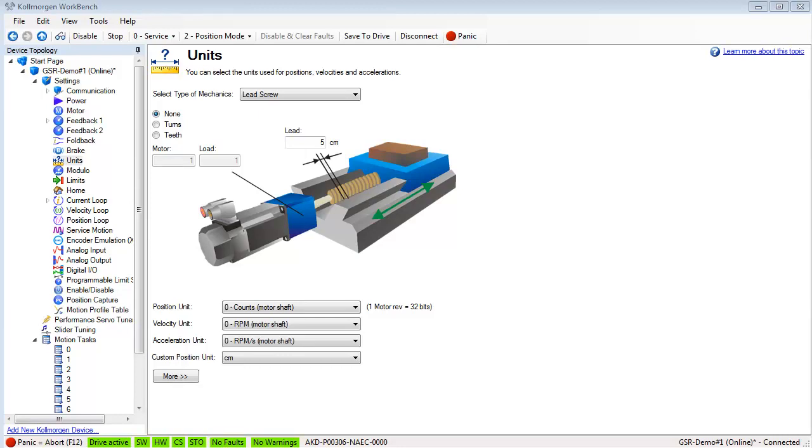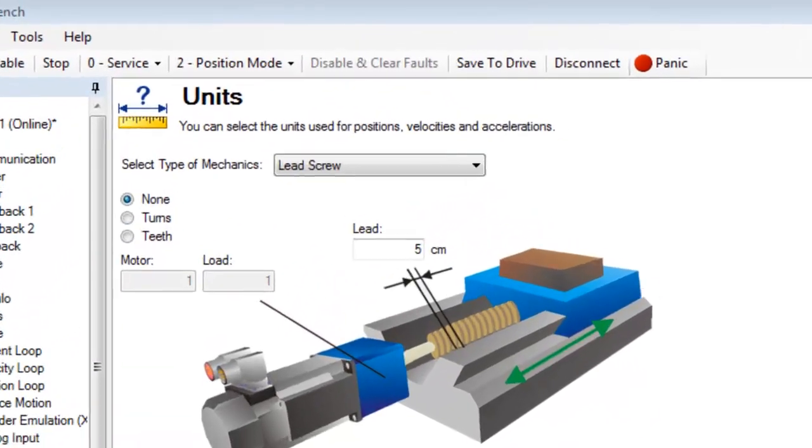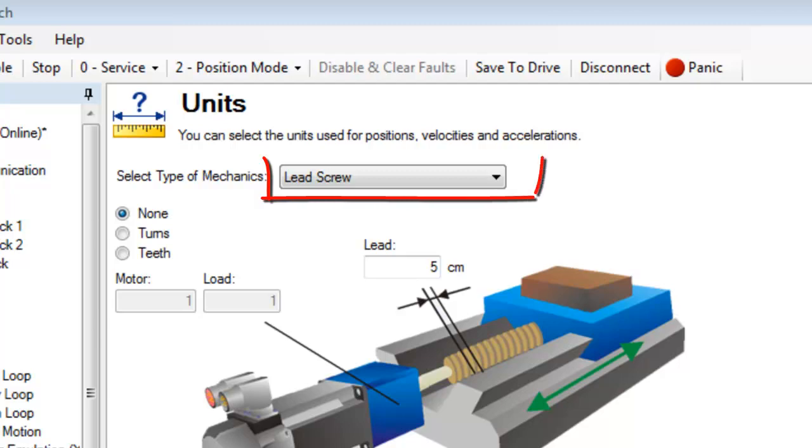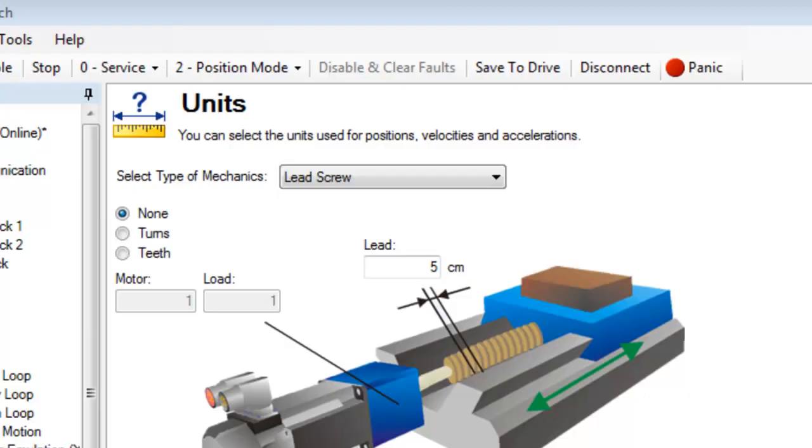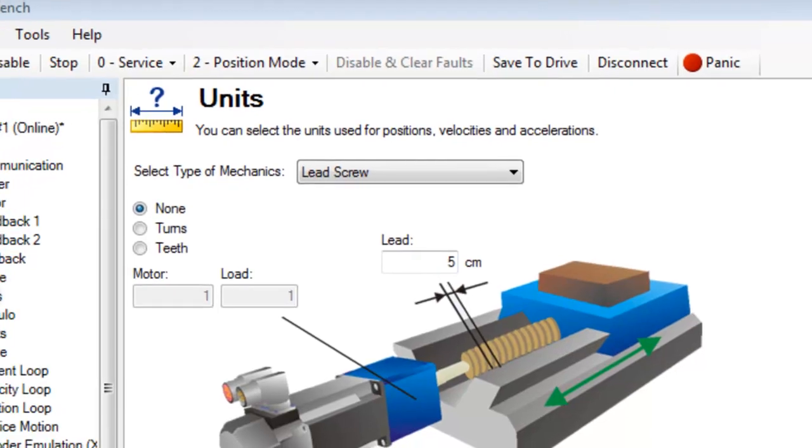This segment is a good one in which to point out that 2 minutes is a target time and not a hard and fast time. Workbench makes it easy to set up the units for a screw mechanism. It should be noted that while the screen indicates lead screw, it works equally well for both lead and ball screw. Moving through the setup screen from top to bottom, our first stop is at the gear ratio.